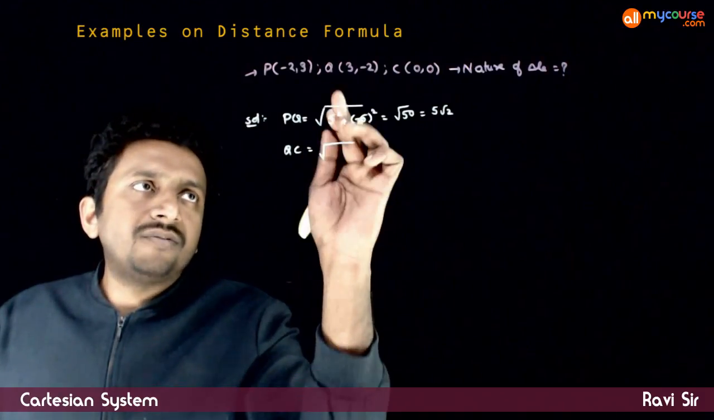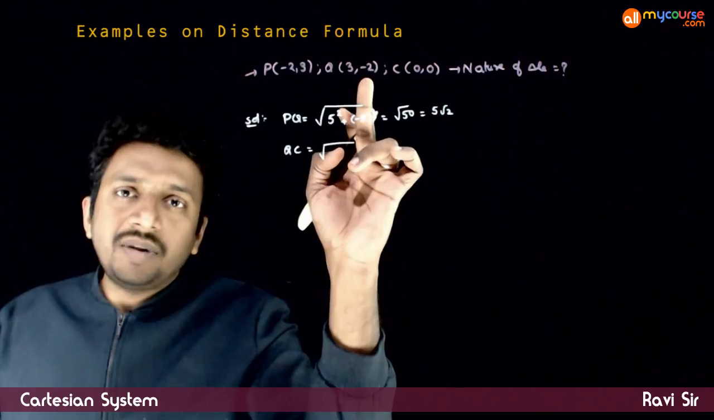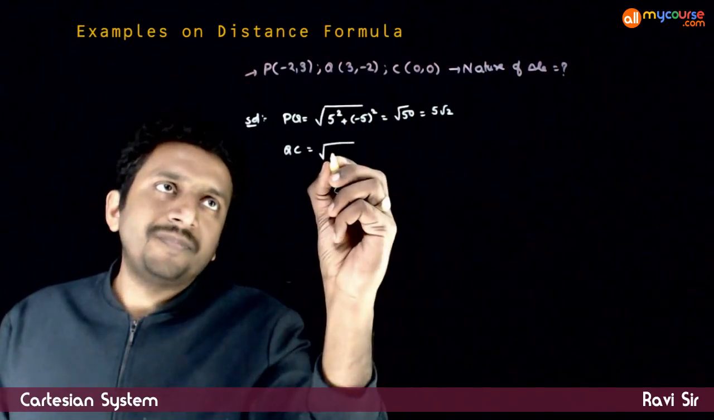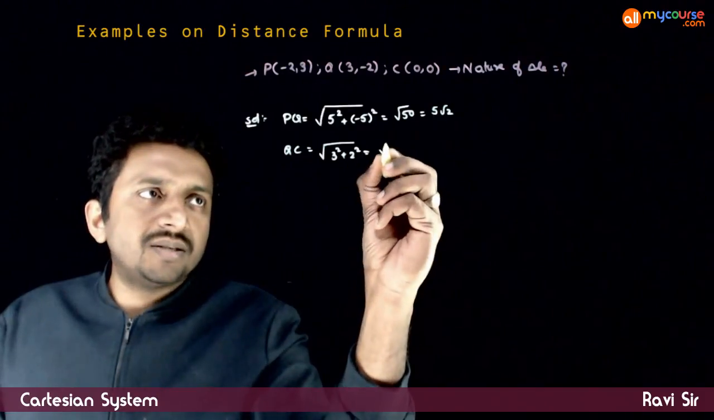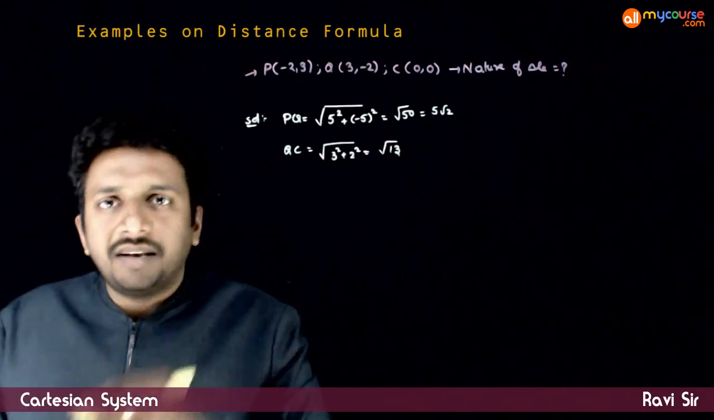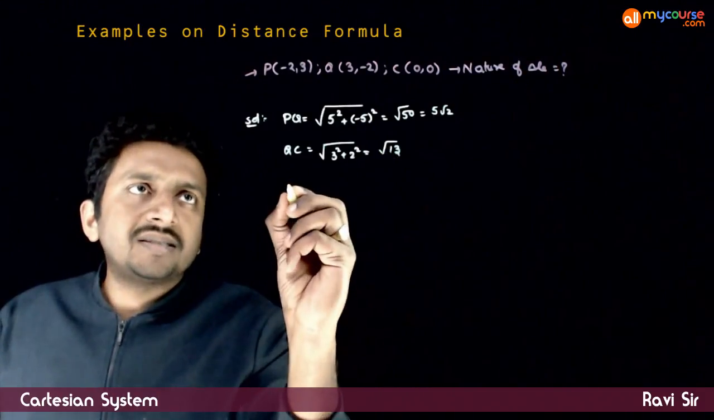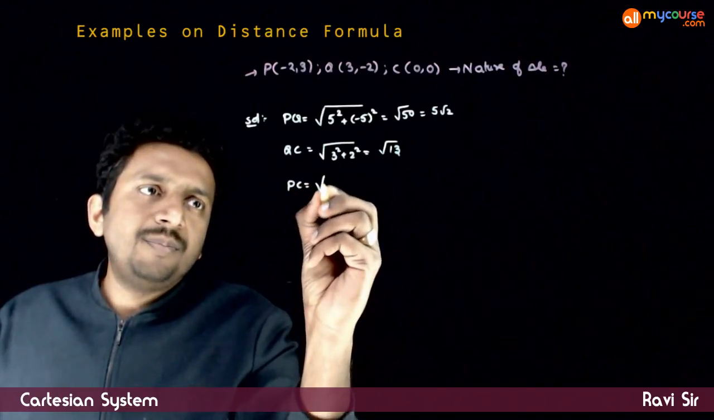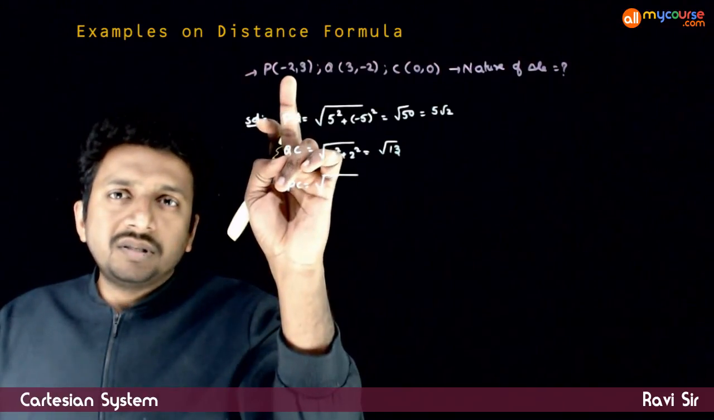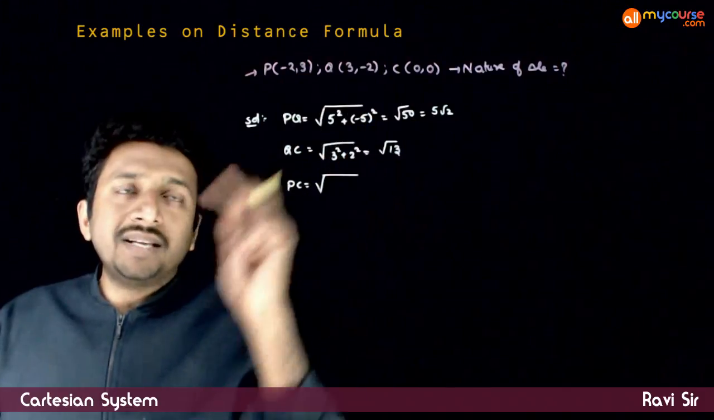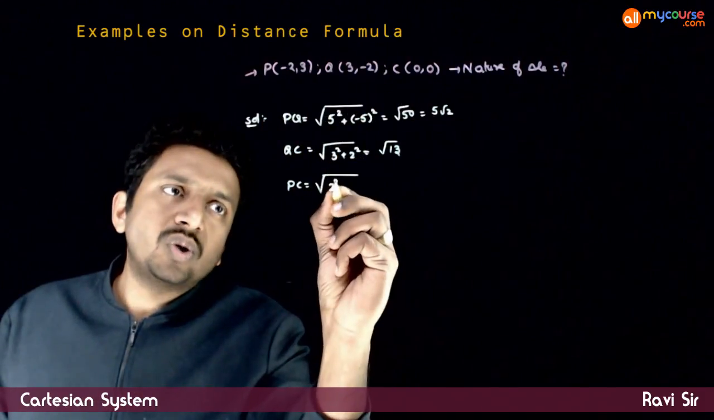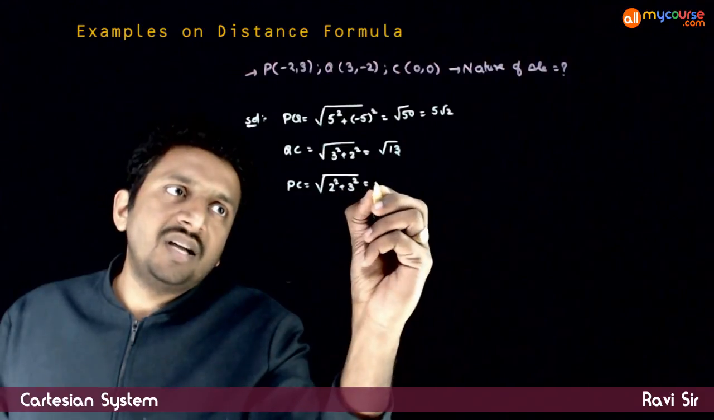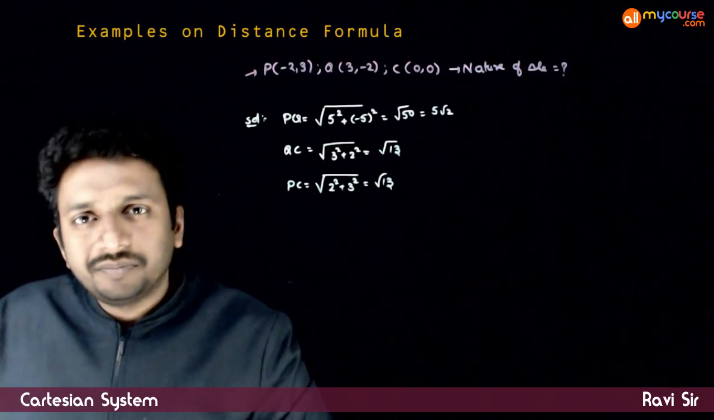QC is again root of (3 minus 0) whole square plus (minus 2 minus 0) whole square. It is 3 square plus 2 square, that is root of 13. And what is PC? PC is equal to root of (2 minus 0) whole square plus (3 minus 0) whole square. Again 2 square plus 3 square is equal to root of 13.